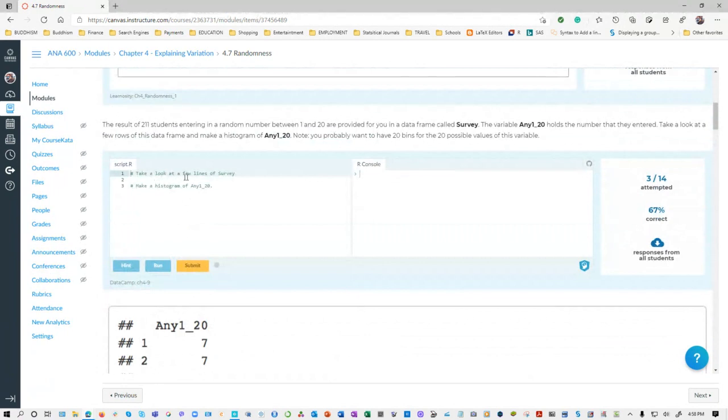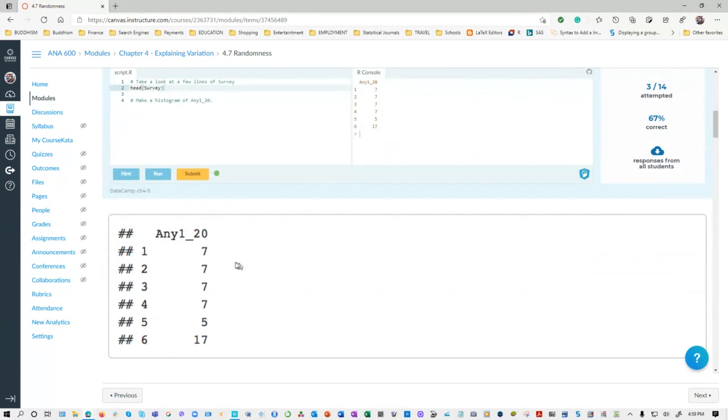How do you get that? Take a look at a few lines of survey, then make a histogram for the variable. It's already set up; the variable name is any I20. How do you look at that particular variable? You can get the head of the data frame survey, and that will show how the numbers look.